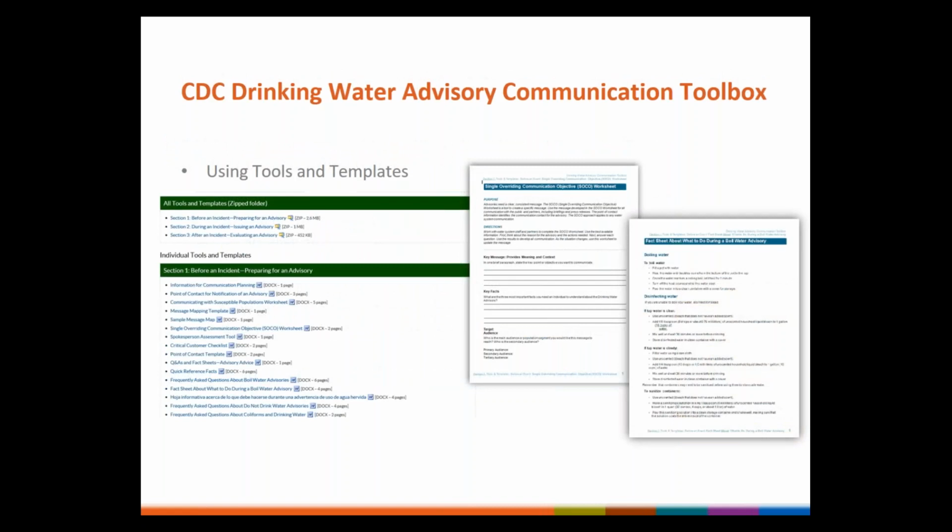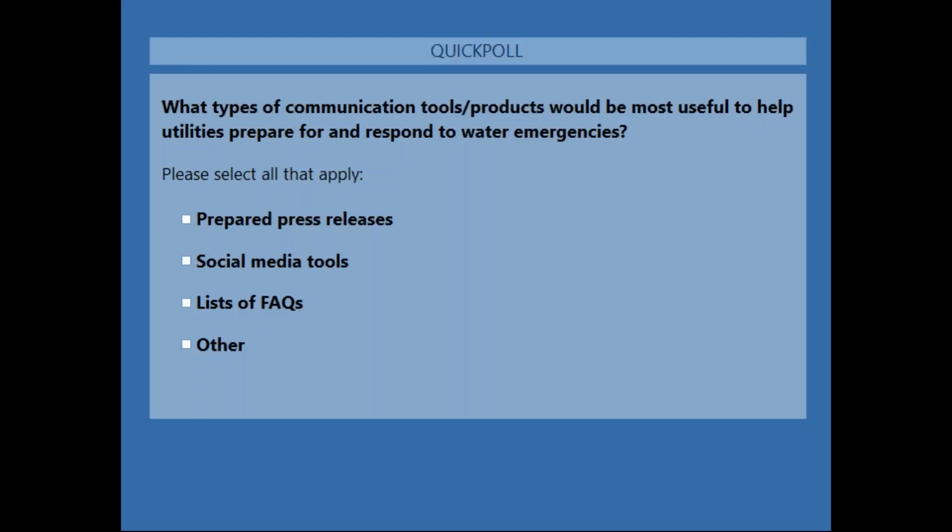And we have a number of other resources, but I think now we'll move to a poll that asks what types of communications tools and products would be most useful to you to prepare for and respond to water emergencies. Knowing that you'll need to move quickly, to be first, to have resources available ahead of time. Well, these are a couple ideas. Would these be helpful, or are there others that would be helpful as well?